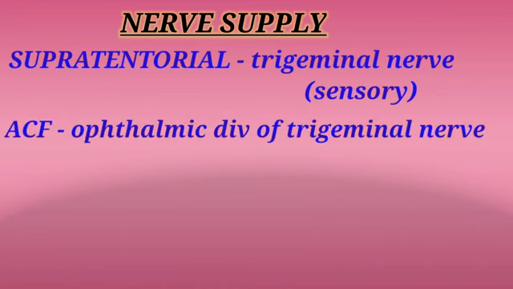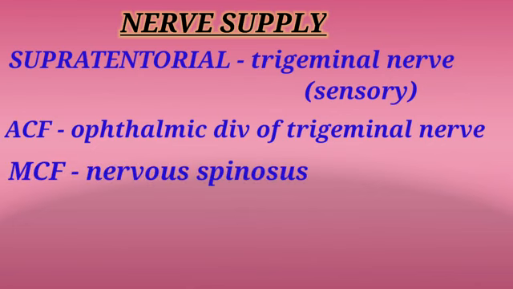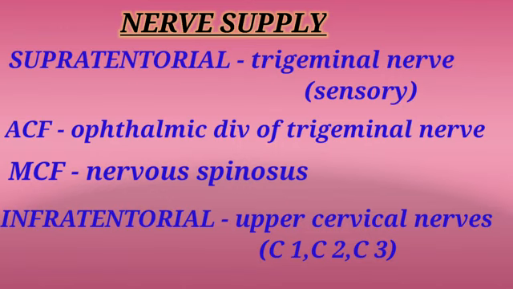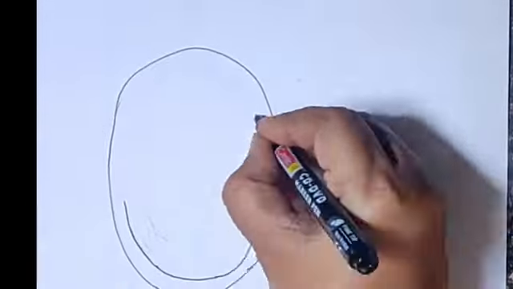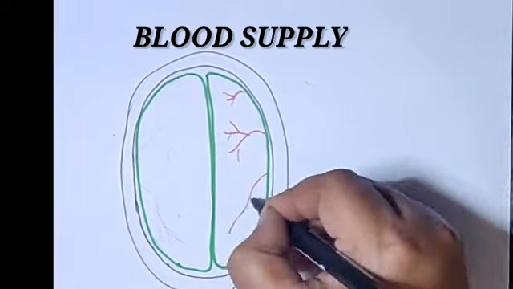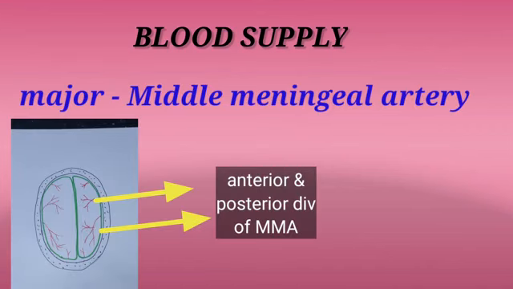The dura mater lining the supratentorial compartment of the cranial cavity receives its rich sensory innervation from the trigeminal nerve. The anterior cranial fossa and the anterior part of the skull vault is supplied by the ophthalmic branch, while that lining the middle cranial fossa and the mid-region of the vault is supplied by the nervus spinosus. The upper cervical nerves, entering through the foramen magnum, supply the dura mater lining the infratentorial compartment. Numerous arteries supply the dura mater in the cranial cavity, the most important being the middle meningeal artery, which is usually damaged in head injuries.